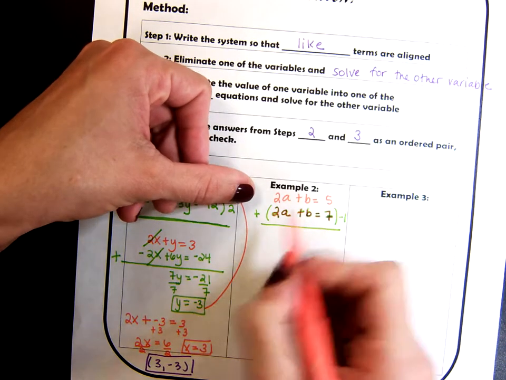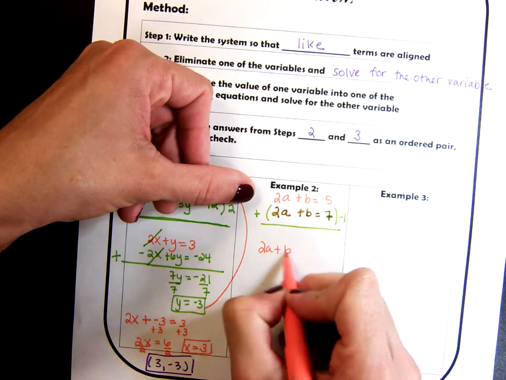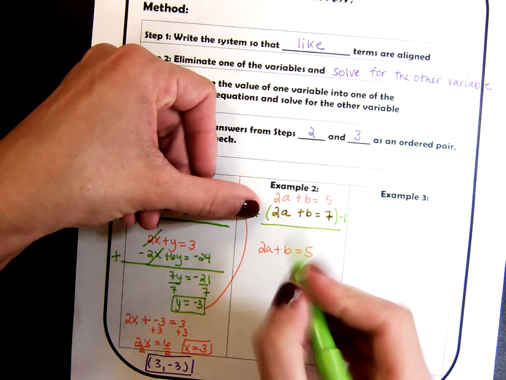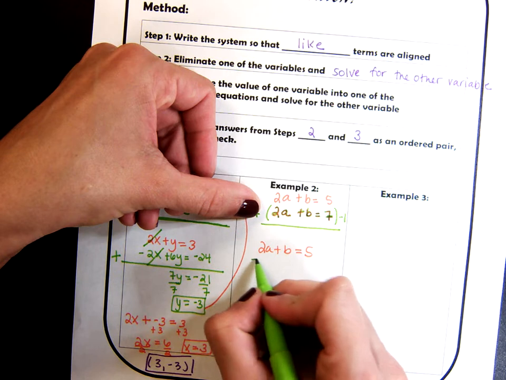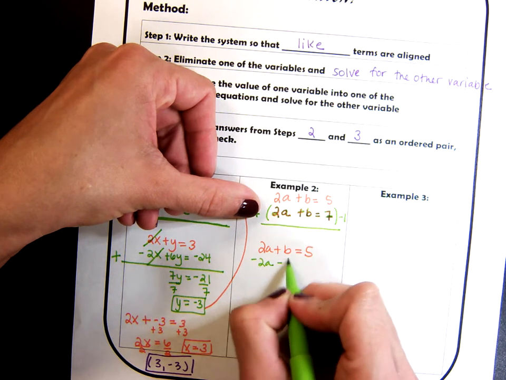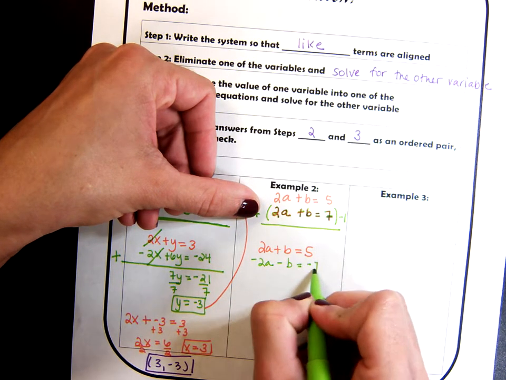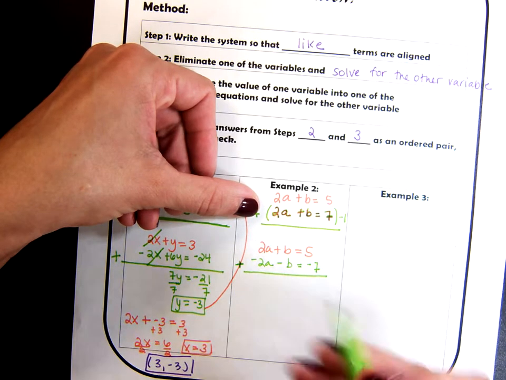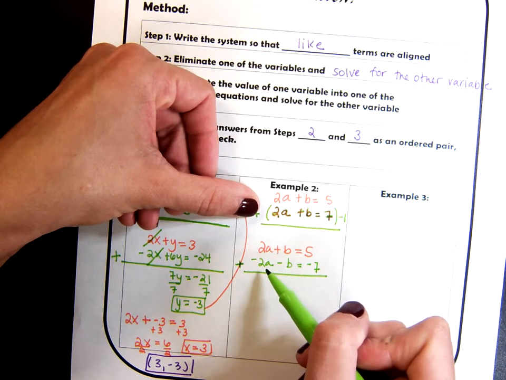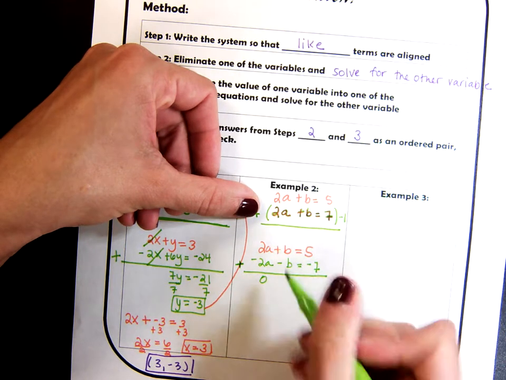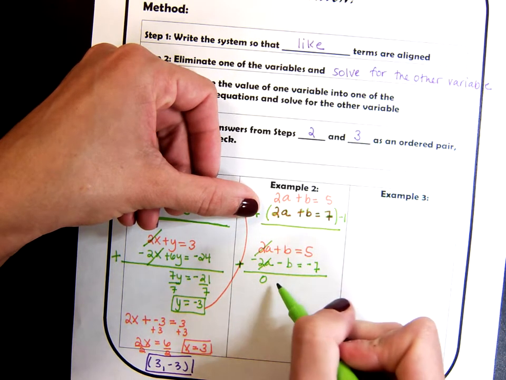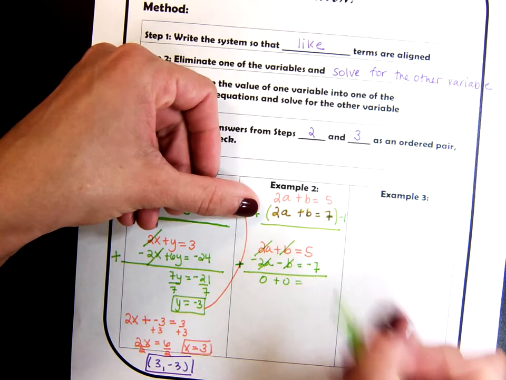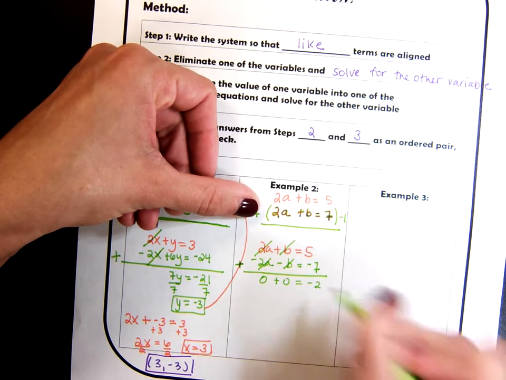So I'm going to rewrite my top equation down here, not doing anything to it, and I'm going to multiply every term in this equation by -1. So -2a minus b equals -7. And I'm going to add the two equations together. 2a minus 2a, well, that's 0. Okay, these cancel. b minus b, that's 0. Those cancel. 5 minus 7, -2.